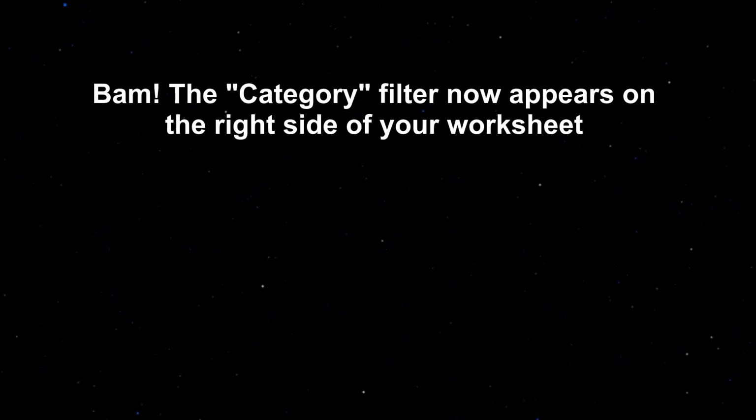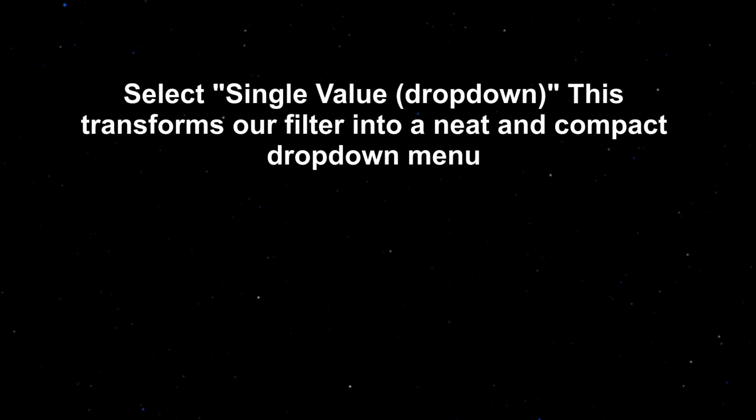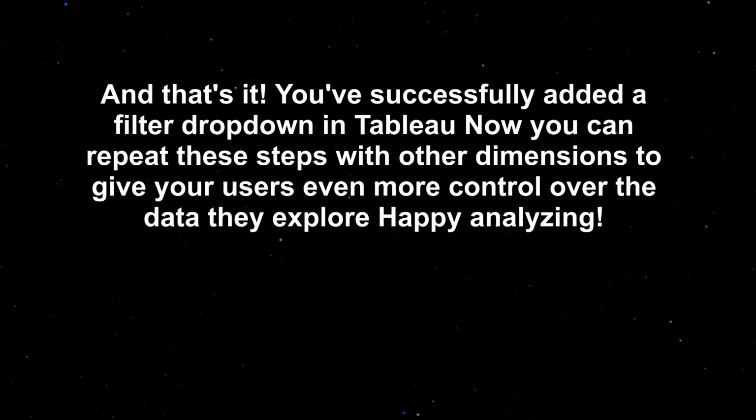Now the Category filter appears on the right side of your worksheet. But wait, there's more. Click on the little drop-down arrow at the top right corner of the filter here. You'll see different filter types. Select Single Value (drop-down). This transforms our filter into a neat and compact drop-down menu. And that's it. You've successfully added a filter drop-down in Tableau.